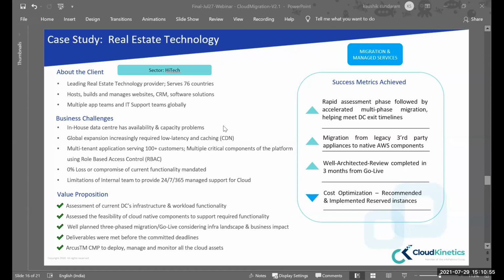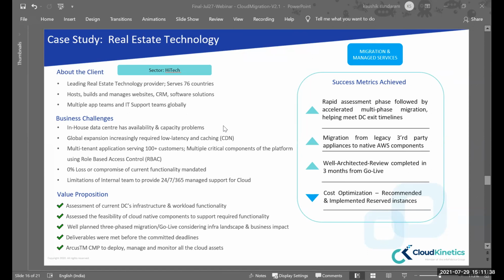Yes, Kaushik. All right. So the first case study I want to talk about is a leading real estate technology provider who is hosting and managing real estate platforms, internet-based platforms, websites, CRM applications, lead management, and a marketing suite as well. In short, quite a lot of applications that are completely real estate-based. They have their application IT support teams spread globally. They went on to migrate their workloads from their data center to AWS.